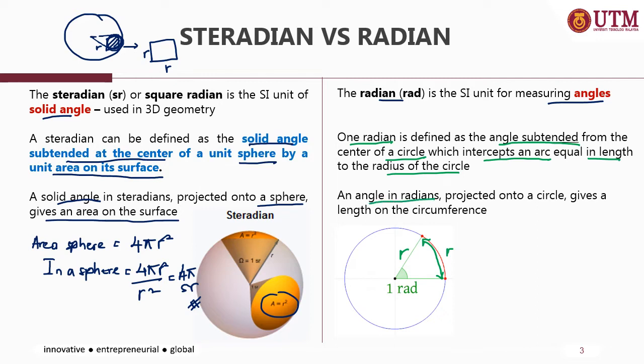An angle in radian projected onto a circle gives a length on the circumference. So the circumference of a circle is equal to 2 pi r. So for 1 radian, for a circle equal to 2 pi r, the total circumference divided by its length, the arc length, equals 2 pi radian.